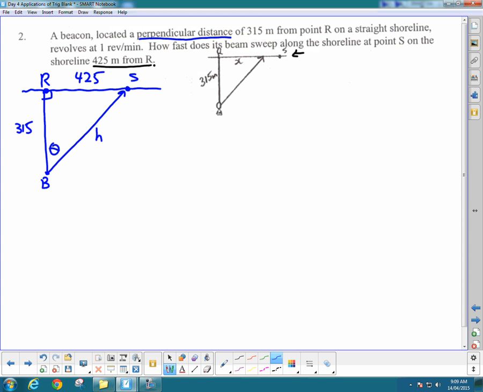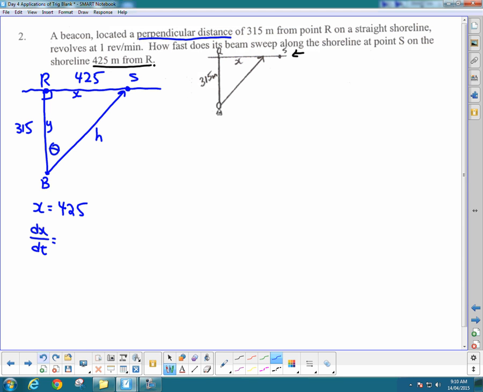Just like with the other question, we're going to write down all of the sides and their corresponding rates of change. Let's give these other ones letters. I'm going to call this side X and this side Y. Starting with X, at the snapshot it's actually 425. dx by dt is how fast it's going along the shore, and we don't have that information yet. We may or may not need it.